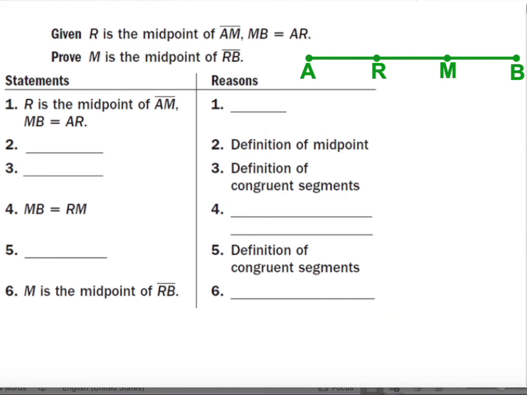Just don't give up. Here we are given that point R is the midpoint of segment AM, and also that the length MB is equal to the length AR, and we're trying to conclude that M is the midpoint of RB. The first thing I might do is just put some markings on the diagram from those givens that says that R is the midpoint of AM and MB is equal to AR. So that was a given. And I know that R is a midpoint. So those were my givens.